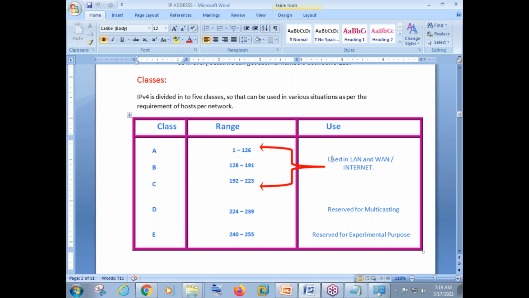So class A and class B are used in local area network and wide area network, that is, over the internet also. And class D and class E, we know the reason for these numbers. They are reserved for some special purpose.